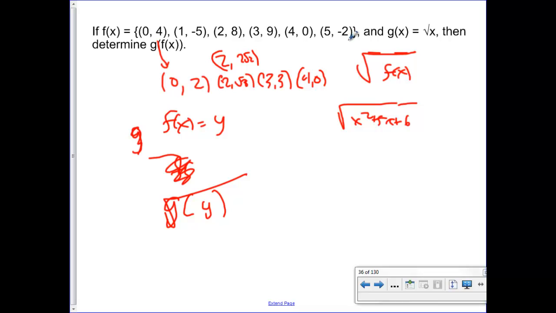Okay. And then 5, negative 2, you can't do anything with? Does that make sense? Yep. That's something more typical to what I'd ask you. We've done this before, right? Just with different types of functions.